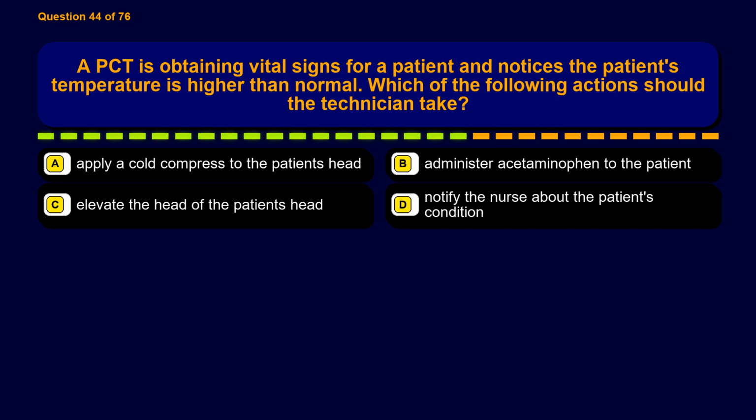Which of the following actions should the technician take? Option A. Apply a cold compress to the patient's head. Option B. Administer acetaminophen to the patient. Option C. Elevate the head of the patient's bed. Option D. Notify the nurse about the patient's condition.